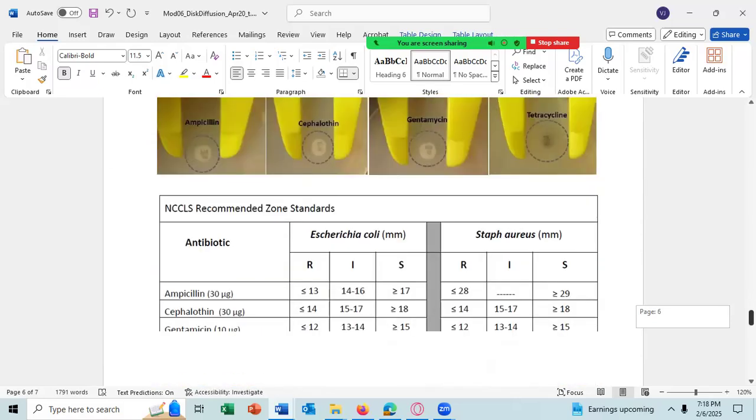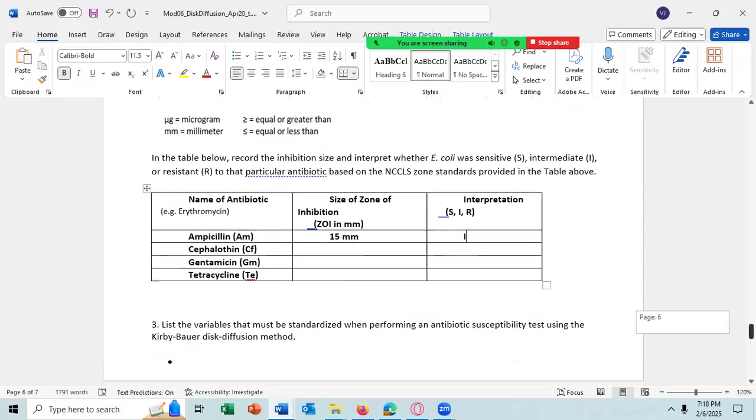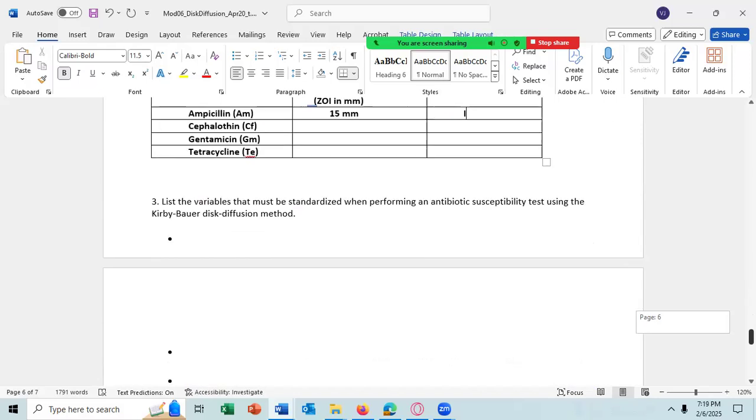I think this one is worth 4 points. 1, 2, 3, 4, although I've given you the first one. Not 4 points, 0.4 points. Sorry, 0.4 points. And then answer question 3.